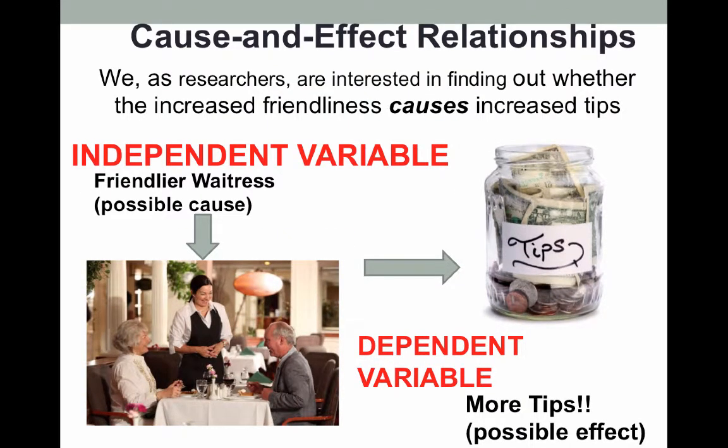The purpose of an experiment is to identify cause and effect relationships. In looking at our example of friendlier waitresses or waiters earning more tips, we would say that the possible cause is the waitress being friendlier. The possible effect is more tips. We as researchers are interested in finding out whether the increased friendliness of the waiter or waitress caused those increased tips.